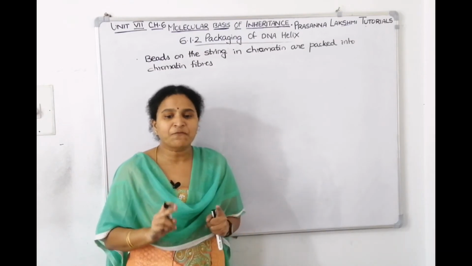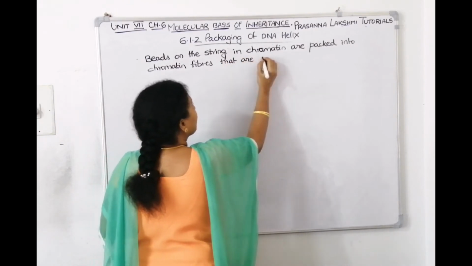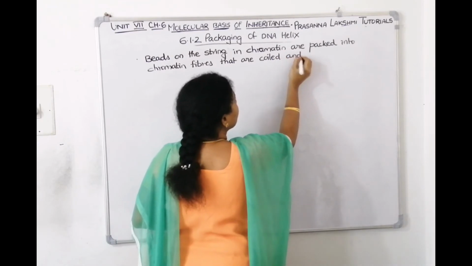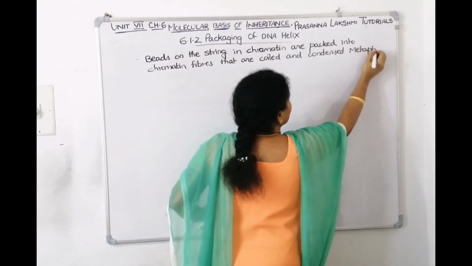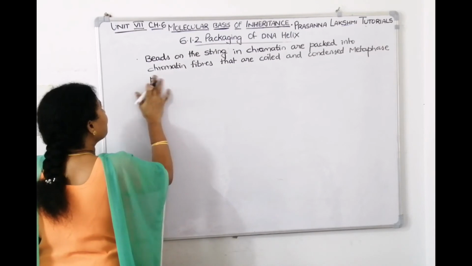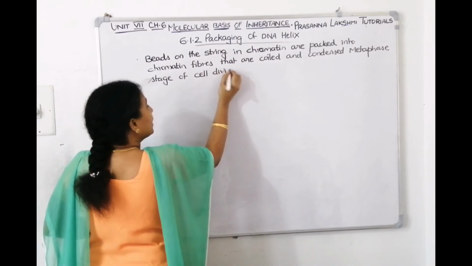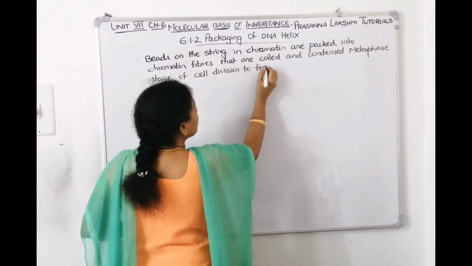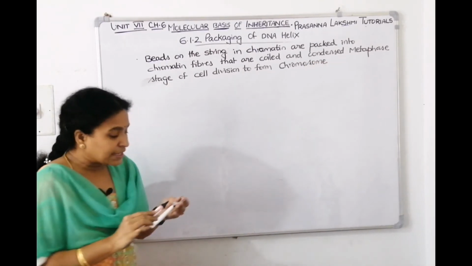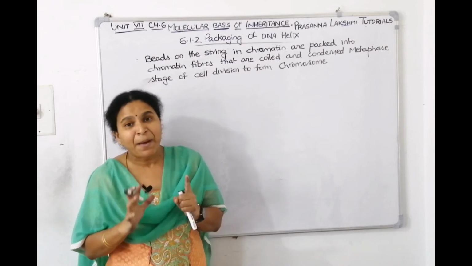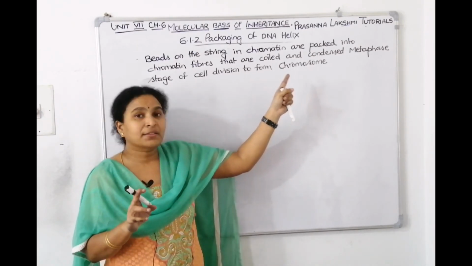They are packed into chromatin fibers that are coiled and condensed at the metaphase stage. The chromatin is condensed in which stage? Metaphase stage of cell division, to form. What does it form, children? To form chromosome. So, the beads and the string which is present in the chromosome are packed like chromatin fibers, and these chromatin fibers are condensed in the metaphase stage to make the chromosome.